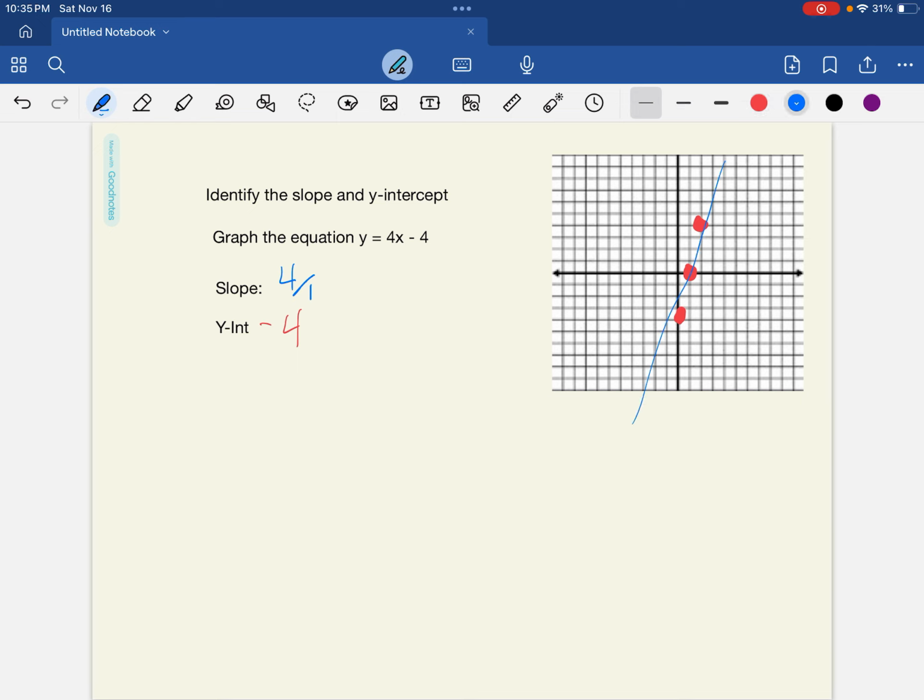I would draw a line through my points using a straight edge, and there's how I would graph three different equations in slope-intercept form. The first slope was positive, the second slope was negative, and while the last one was positive, we had a whole number.